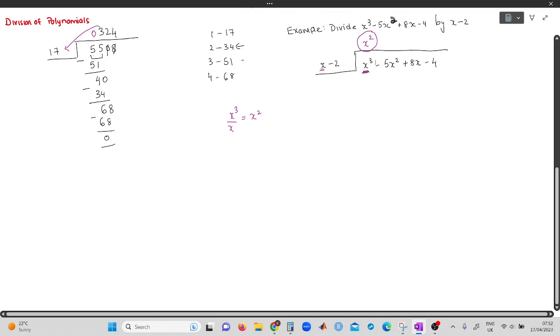Donc, same procedure here. X cubed divided by the first term here. C'est-à-dire the first term of x cubed divided by the first term here. Donc, x cubed divided by x give me x squared. And then I will multiply what I have got here pour multiplier par x minus 2.